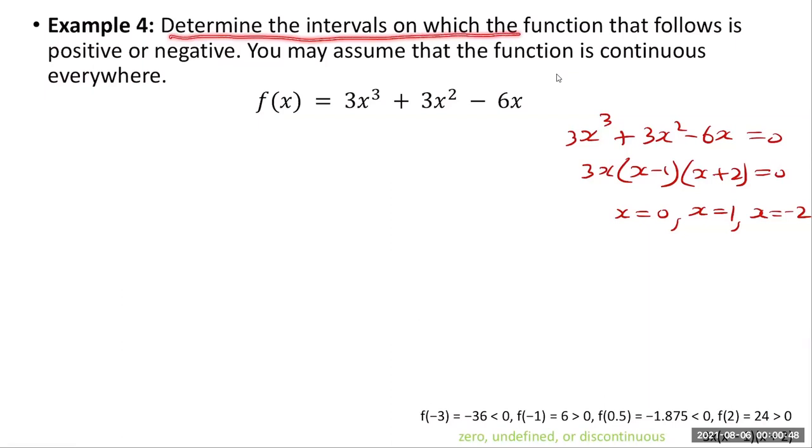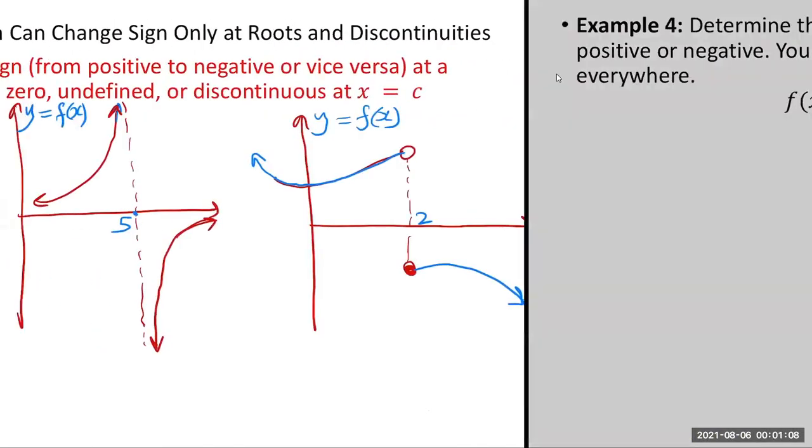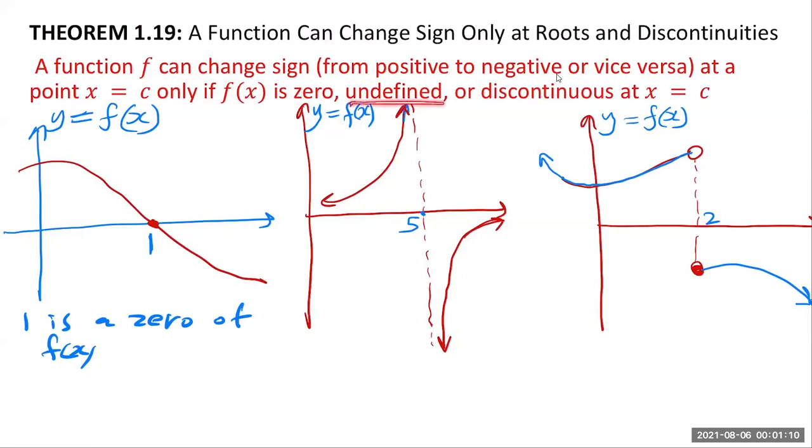Determine the intervals on which the function that follows is positive or negative. You may assume that the function is continuous everywhere. So this is the function given to us. We are given that this function is continuous everywhere. If this function is continuous everywhere, notice that from the previous theorem, we are not in these two situations, right? If it is continuous everywhere, it is not discontinuous at any point. It is not undefined. So we are only in this case.